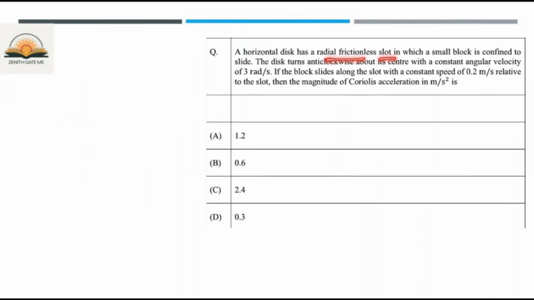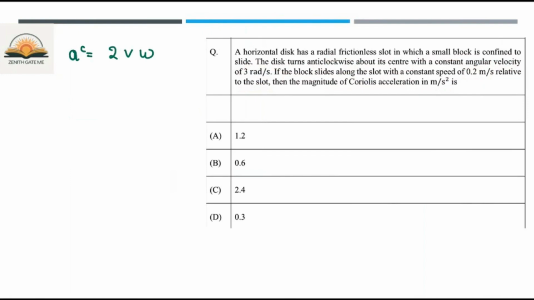A horizontal disc has a radial frictionless slot in which a small block is confined to slide. The disc turns anti-clockwise about its center with a constant angular velocity. They have given 3 radian per second. If the block slides along the slot with a constant speed of 0.2 meter per second relative to the slot, find the magnitude of Coriolis acceleration. Okay, so you have to calculate the Coriolis acceleration. So first of all, what is the Coriolis acceleration magnitude? It is nothing but 2 times v into omega. Omega is basically the rotation of the link, and whatever the particle or block which is sliding in that link, you have to consider that velocity.